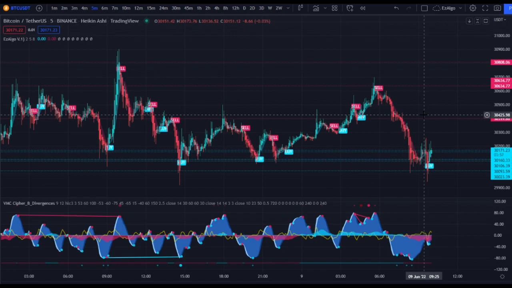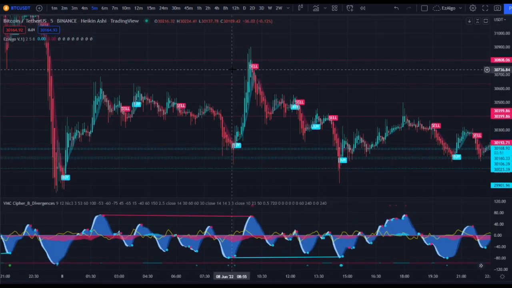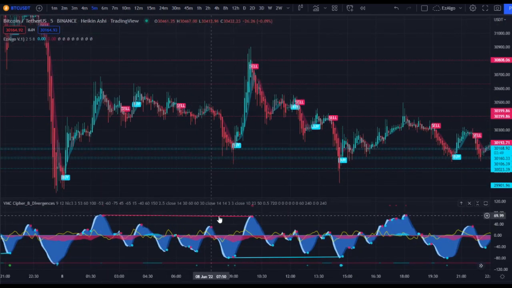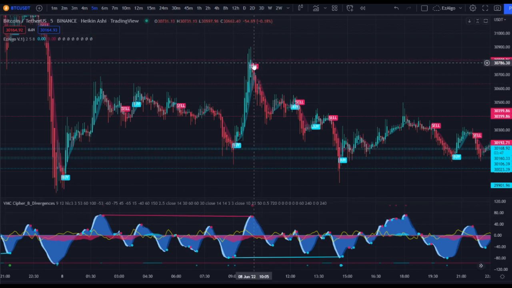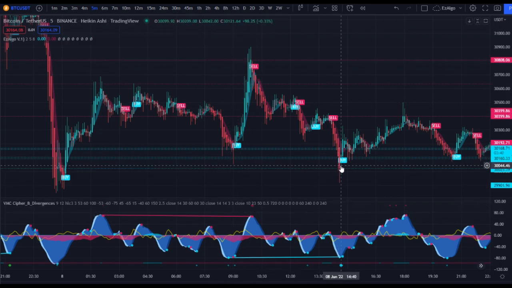But using these confirmations in confluence is super, super powerful. And don't underestimate Vumanchu Cipher B divergences, okay? As you can see, we got a little divergence right here, right up into resistance, okay? Price was going up, momentum was going down, and look what happened, right? Big drop all the way down back to this support.